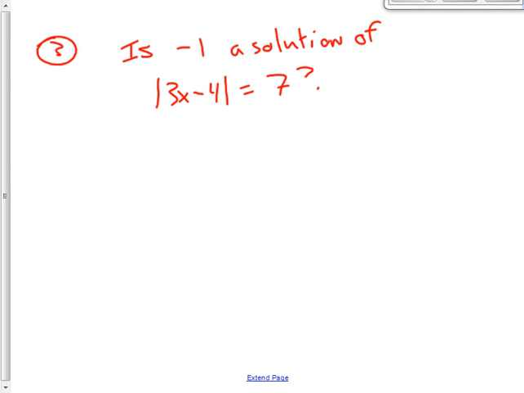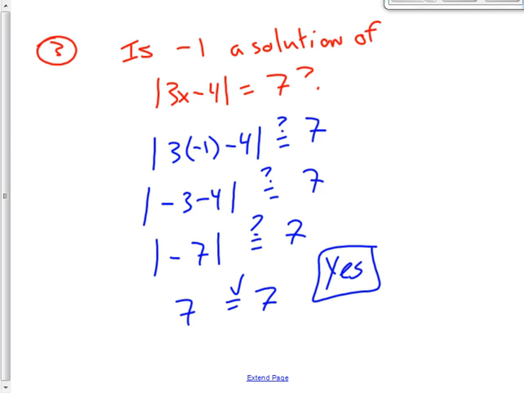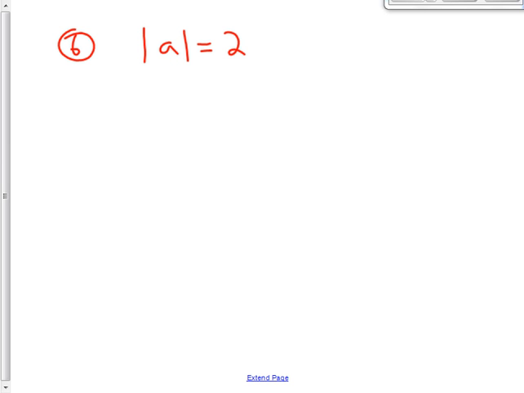The question for number three is, is negative one a solution of this? Well, just try it out, see if it works. Being a solution means that it works. I want to know, does that equal 7? So this is negative 3 minus 4, which is the absolute value of negative 7. Does that equal 7? The absolute value of negative 7 is 7. It does equal 7, so my answer is yes. I just want to try it out, plug it in, and see if it works.